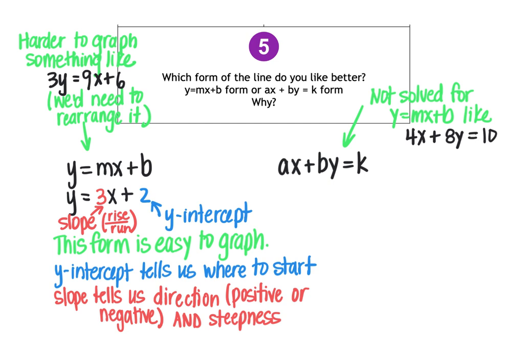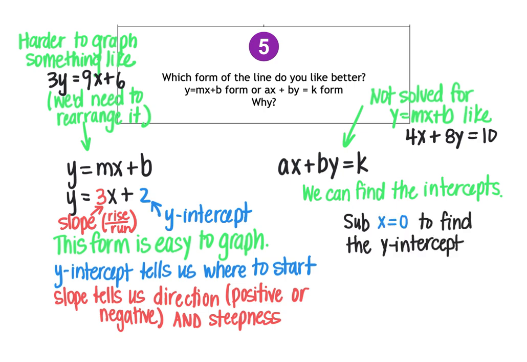In this case, we could look at rearranging it to put it into y equals mx plus b, or we could find the intercepts. By subbing 0 in for the x value, we can find the y-intercept, and by subbing 0 in for the y value, we can find the x-intercept. In some ways, subbing in 0 and finding the intercepts can be a quicker process than having to rearrange an equation into y equals mx plus b and then graphing it.